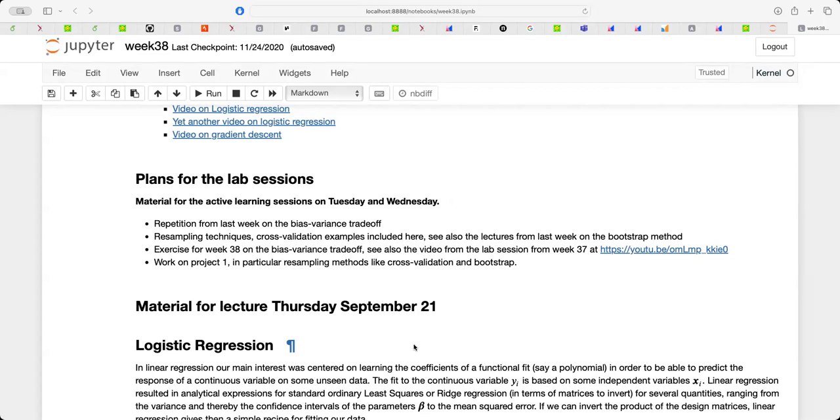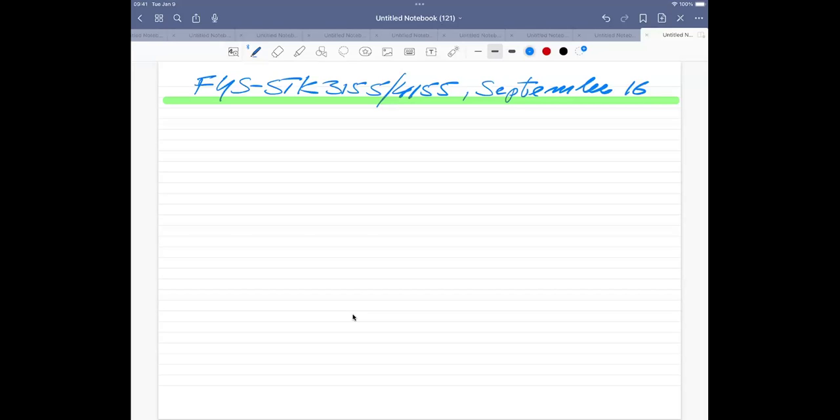So what is this logistic regression? I'm going to jump into the whiteboard again. Let's slow down the pace a little bit and go into the whiteboard, and try to get a feeling of what this method is about. As I said, this is our first encounter with classification.